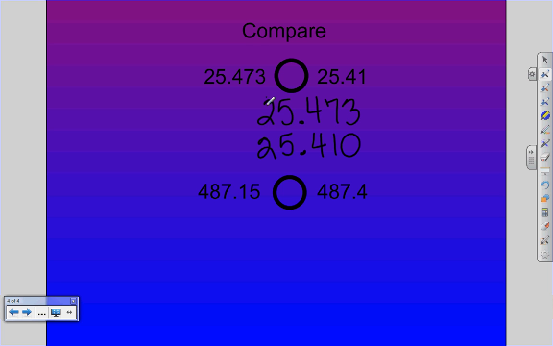Now you can compare. 2, that doesn't help us, cross it out. 5, that doesn't help us, cross it out. 4, that doesn't help us, cross it out. We are going to look here. Here's a 7 and here's a 1. We're going to think to ourselves, which one is larger? The 7 is larger than the 1, so we're going to come up here and put our greater than symbol. Do not forget on your quiz to come back up to your answer and put in your greater than sign.